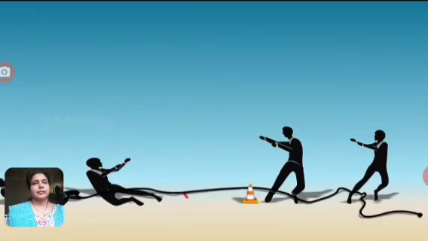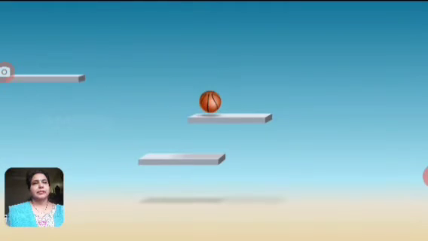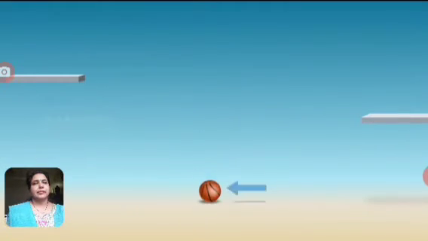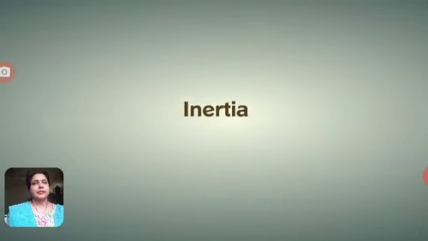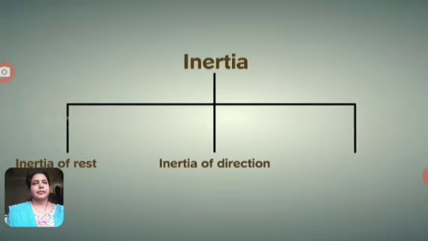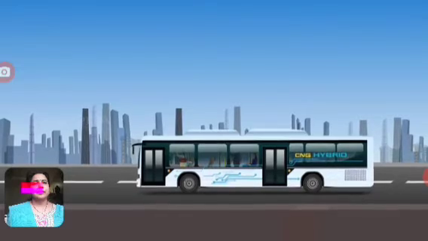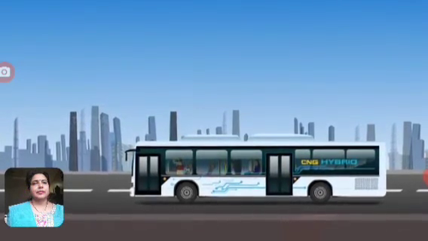This tendency to fall backwards despite letting go of the rope is due to inertia. That is, if an object is at rest, it tends to remain at rest, and if it is in motion, it tends to stay in motion. This property of an object is called its inertia. Inertia can be classified into three categories: inertia of rest, inertia of direction, inertia of motion. Certain experiences that we have while traveling in a bus can be explained on the basis of the law of inertia.